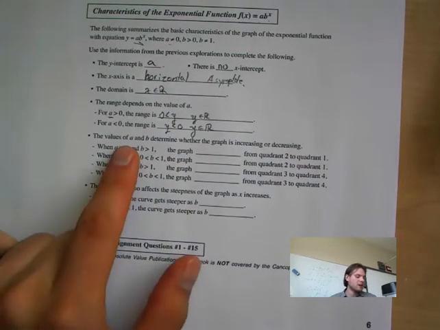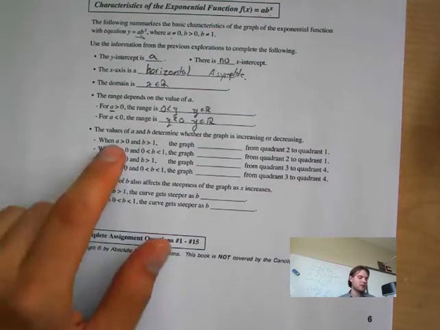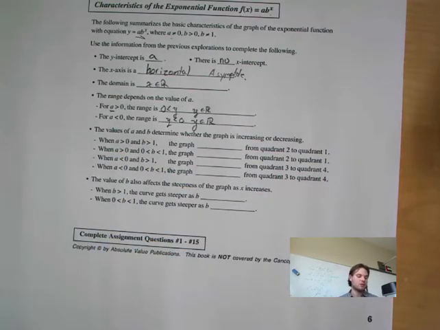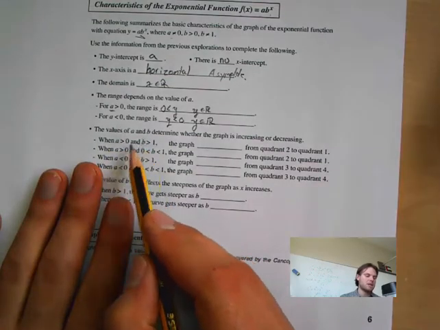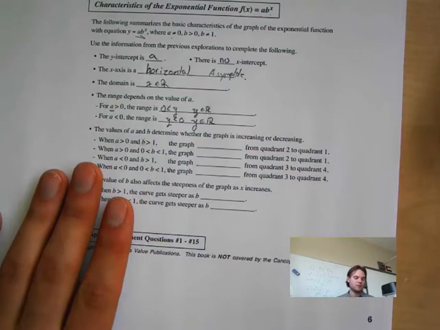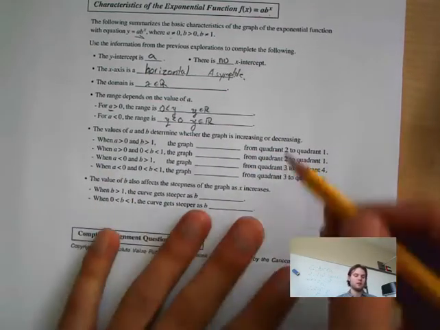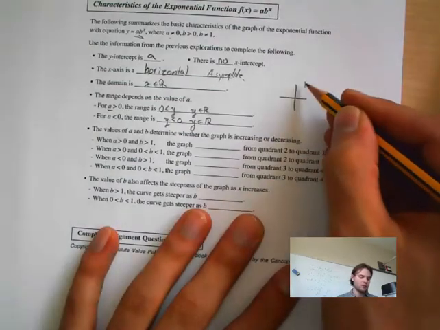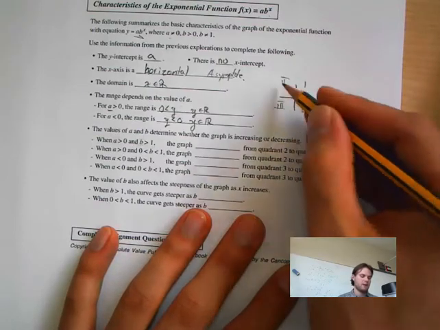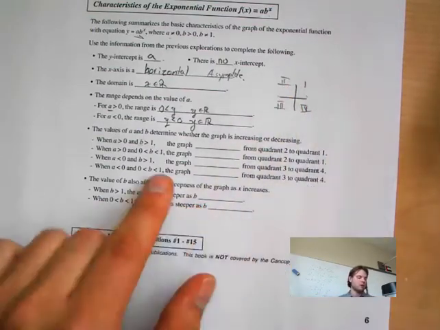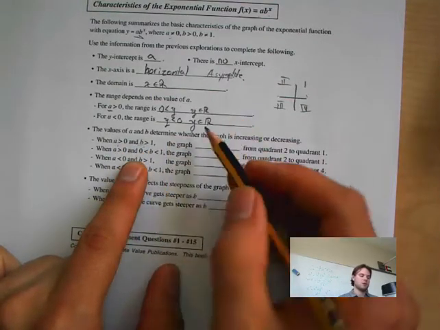Now the next one says, the values of a and b determine which of the graph is increasing and decreasing. Okay? Which is increasing or decreasing. So the first one, if a is greater than 0 and b is greater than 1. So we want from quadrant 1 to quadrant 2, so we're going from left to right, because our quadrants look like this: 1, 2, 3, 4. So we're going from quadrant 1 to quadrant 2. If a is greater than 0 and b is greater than 1, we are increasing.